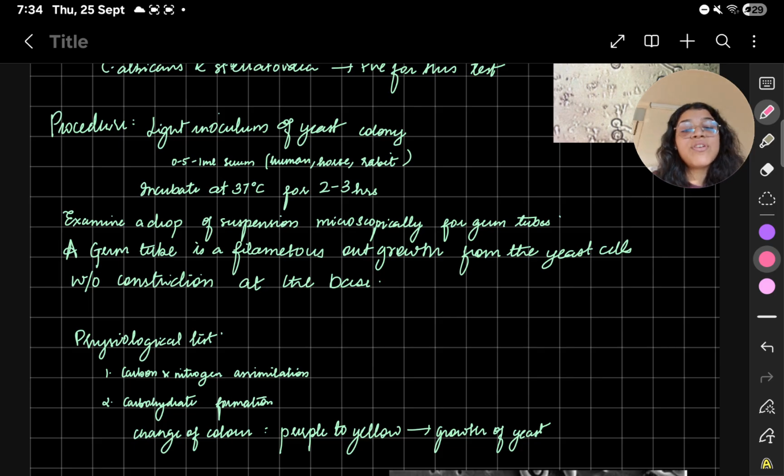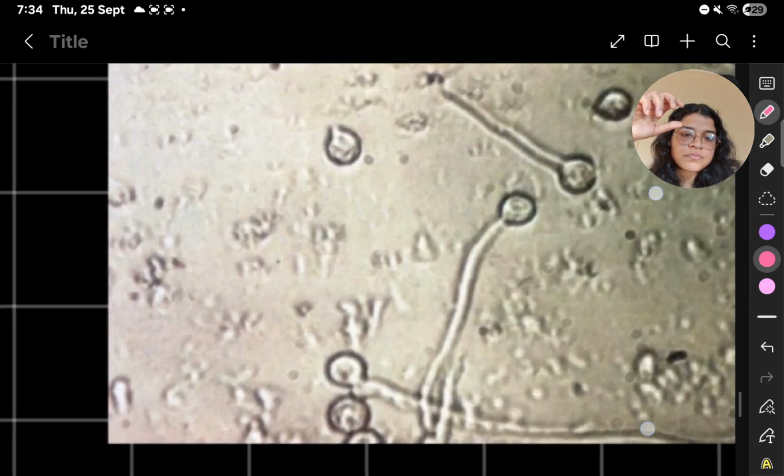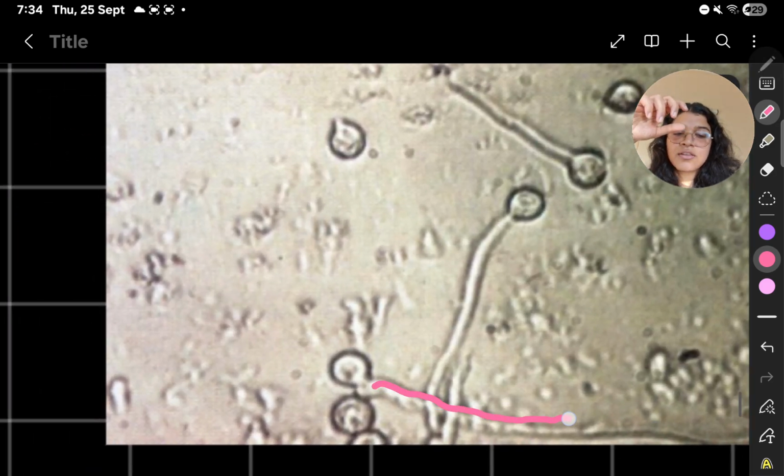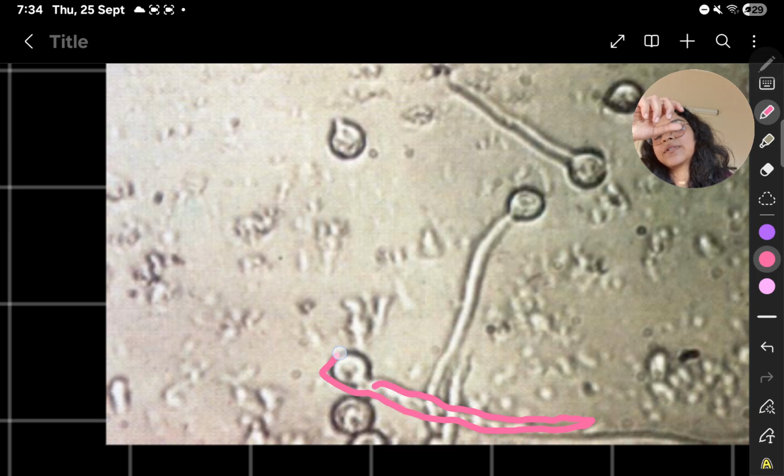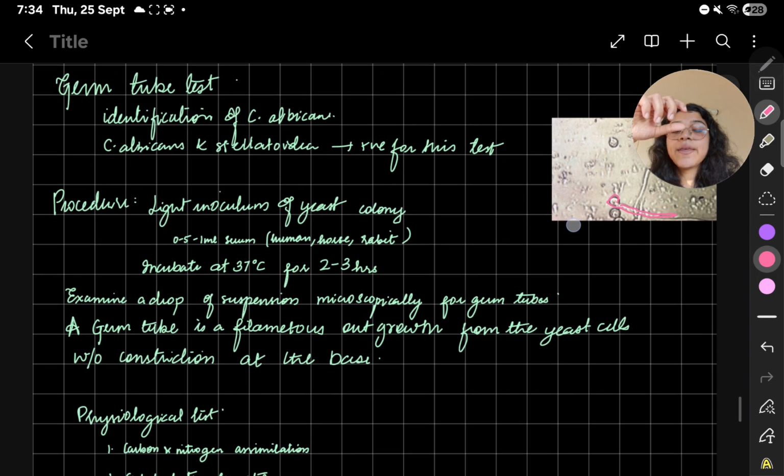A germ tube is a filamentous outgrowth from the yeast cell. It looks kind of like this. This is the yeast cell, and there is no constriction at the base.